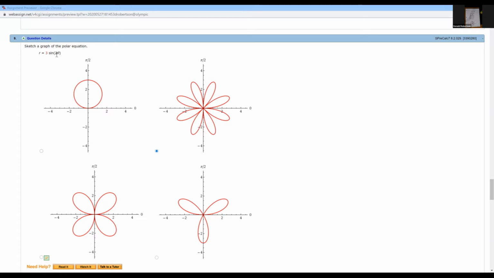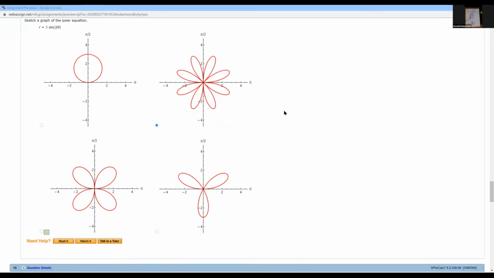Right, 3 sine 2 theta. There's 4 choices. 3 times the sine of 2 theta. Any guesses? Because really it would be a guess, because I don't know. Well, I've got a sneaking suspicion that it might be the second one, but I wouldn't guarantee it. Nobody likes guessing? Okay. So, it's one of these 4 shapes.